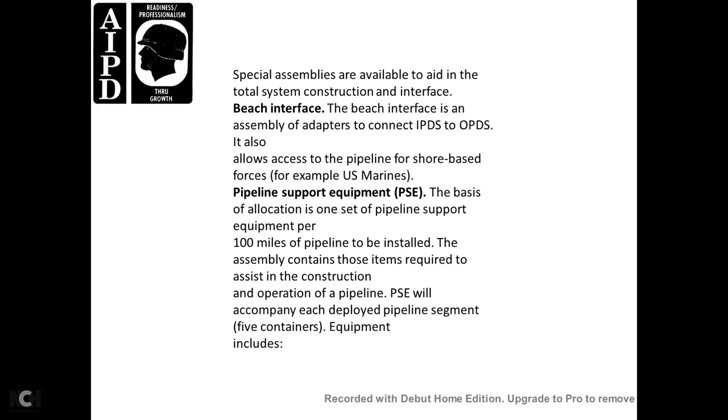Special assemblies are available. They aid the total system construction interface. The beach interface is an assembly of adapters connected with the IPDS and OPDS. It also provides access to the pipeline for the shore base forces, for example, U.S. Marines. The pipeline support equipment is allocated as 1 set for each 100-mile period of pipeline installed with the assembly construction. It contains items required to assist the construction and operation of the pipeline, and will accompany each deployed pipeline segment.